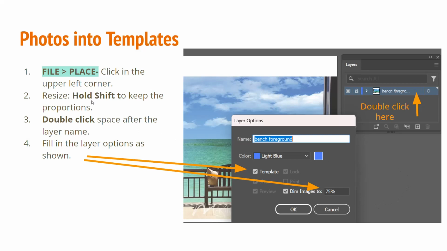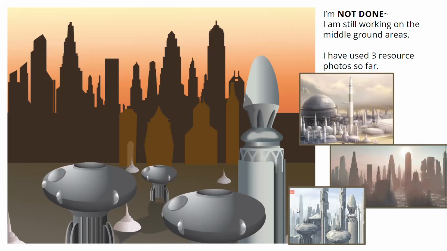Remember, after you do File, Place, and you put the picture in there, you need to resize it. So hold down the Shift key while you shrink it or enlarge it to the size that you need. Then you've got to turn it into a template. Double click behind the name, hit Template, change it to 70 or 75, and click OK. So that photo dulls a little bit and it locks it so you can't draw on it.